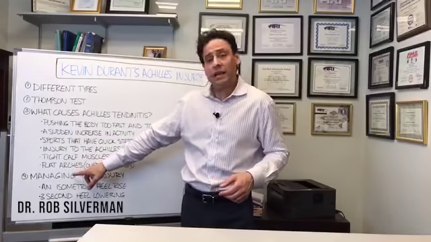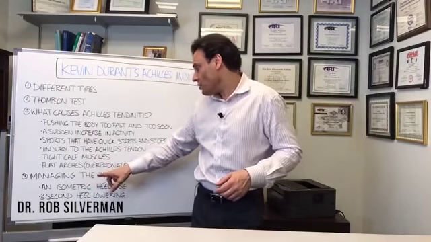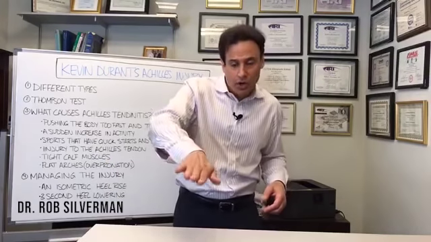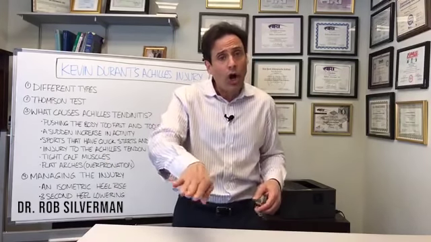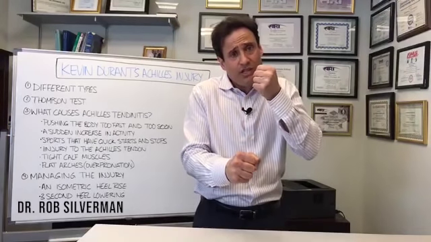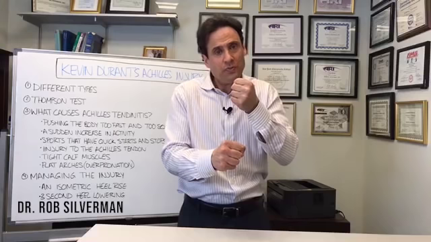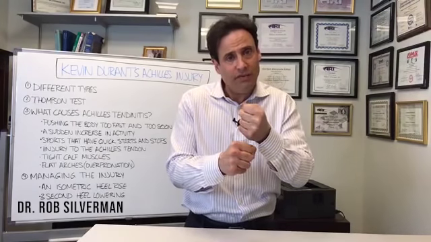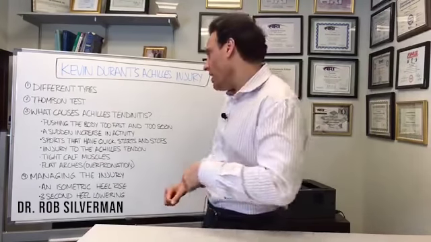And last but not least, flat arches or overpronation. He could be, or most people are, too pronated. They're too pronated. It stretches the tendon, so you're already in a stretched position, and then you go to utilize it even more, and it's quicker to tear.